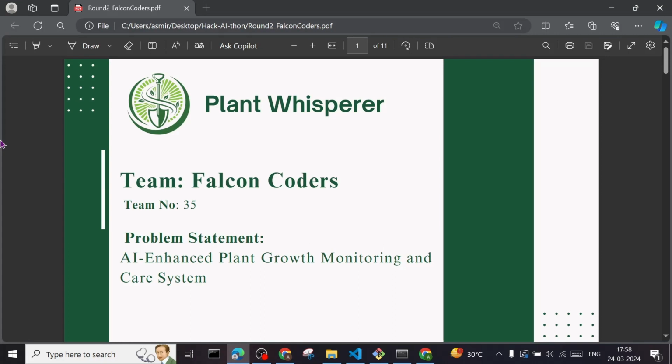So we have been assigned the problem statement, that is, an AI-enhanced plant growth monitoring and care system. We have named our system Plant Whisperer. So now let's dive into our system.